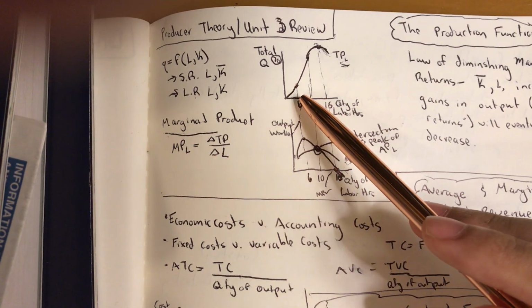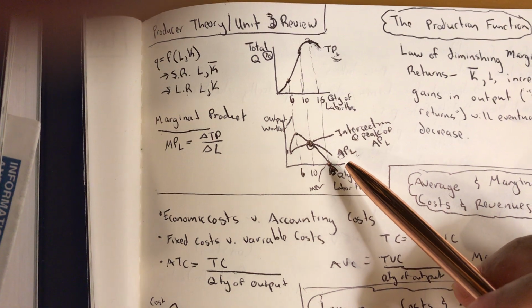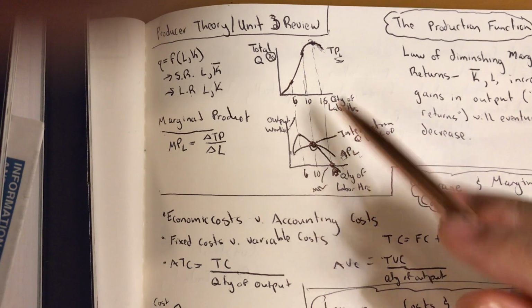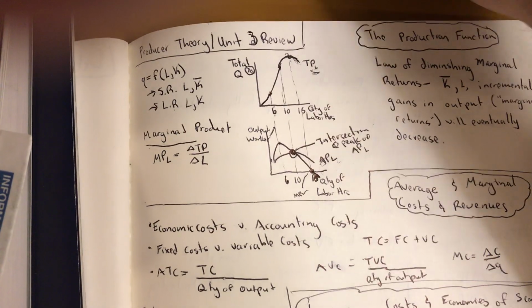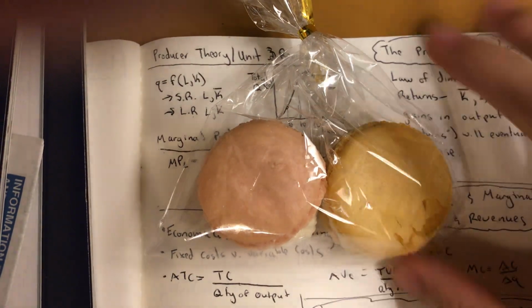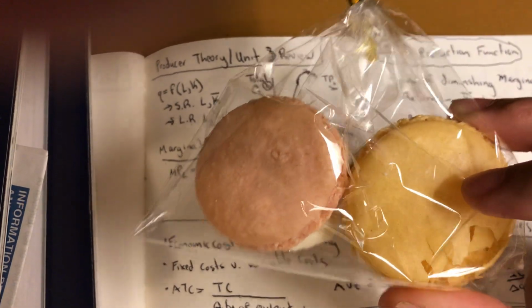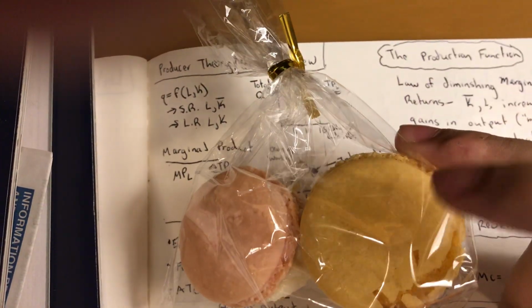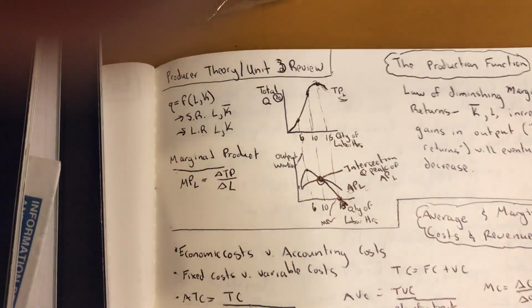Another feature before I get into what these curves denote, here's a total product of labor curve of, let's say, macaroons. My parents really developed these wonderful homemade macaroons for my cousin's bridal shower.